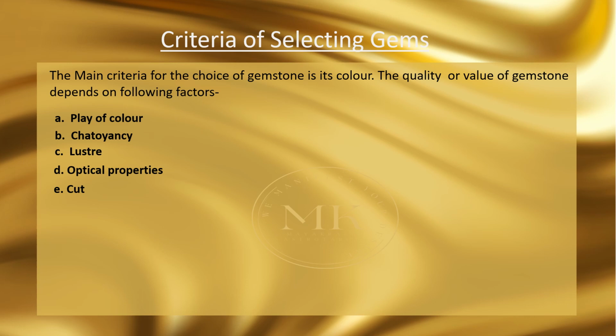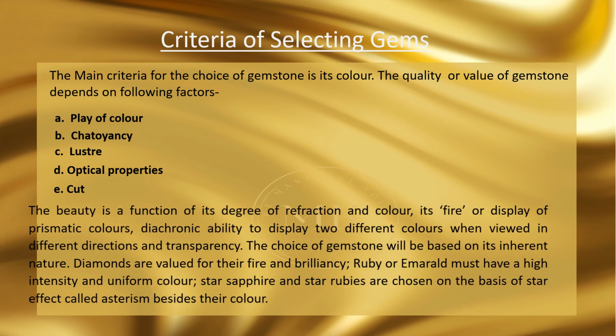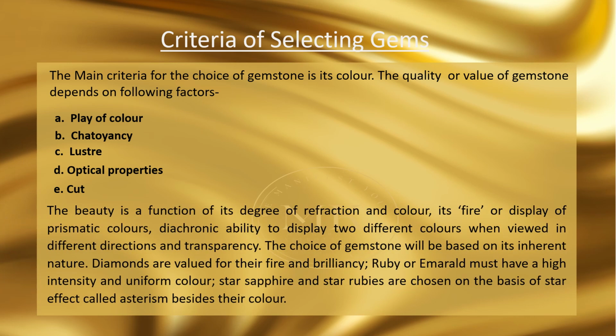First, play of color. Then, chatoyancy, luster, its optical properties, and the cut. The beauty is a function of its degree of refraction and color, its fire or display of prismatic colors, dichroism, the ability to display two different colors when viewed in different directions, and transparency.